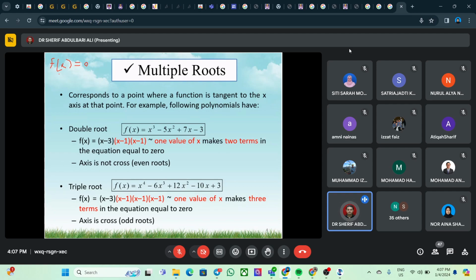We are having bracketing methods and we are having open methods. So we are having the bisection method as a bracketing method, the false position method as a bracketing method, and we are having fixed point iteration as an open method, Newton-Raphson and the secant method as open methods. All these methods work to find this value of x that makes the function equal to 0.